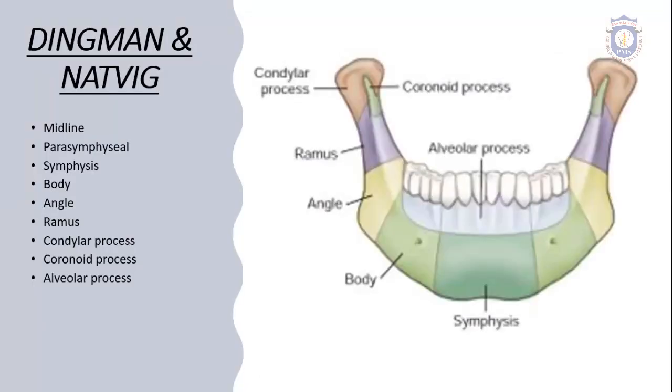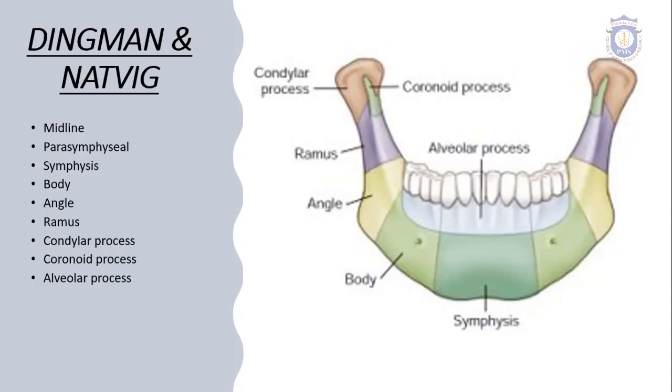Dingman and Natwick. There are two persons, Dingman and Natwick, and their classification is also quite simple, depending on the area. The first classification we mentioned was on the type of fracture, whether it is simple, compound, and so on. The second is more related to the area of fracture, whether it's unilateral or bilateral. Now the third one is on the location in the mandible.